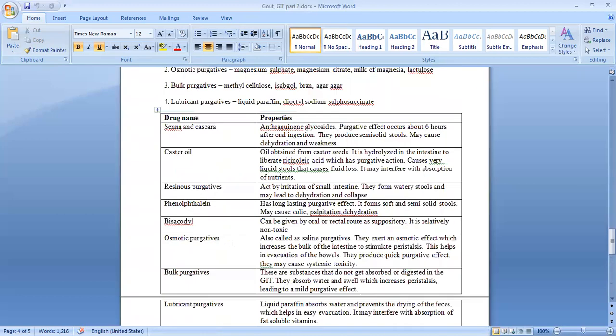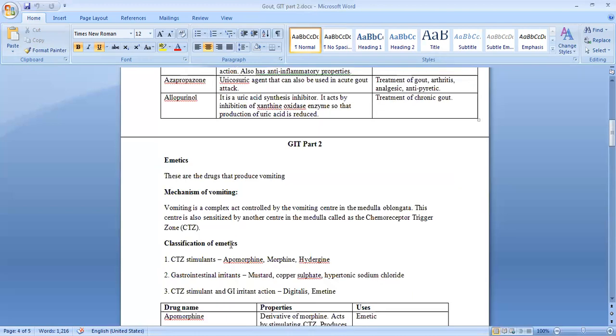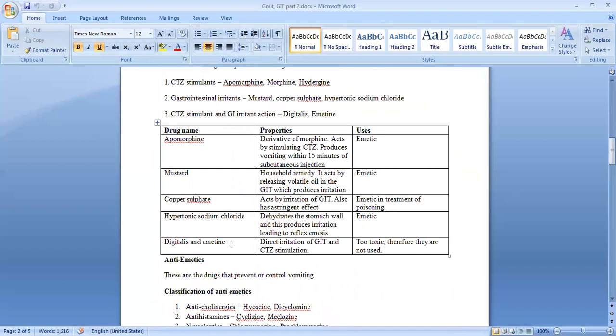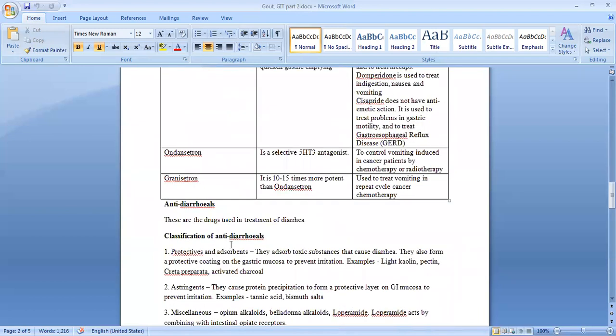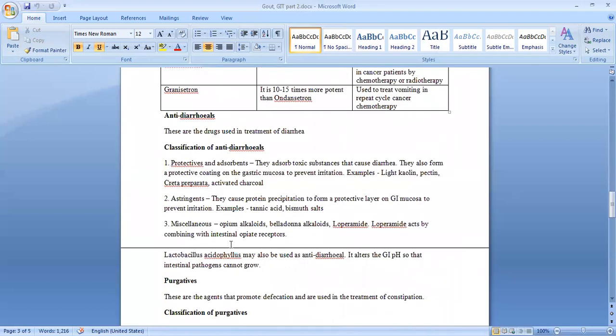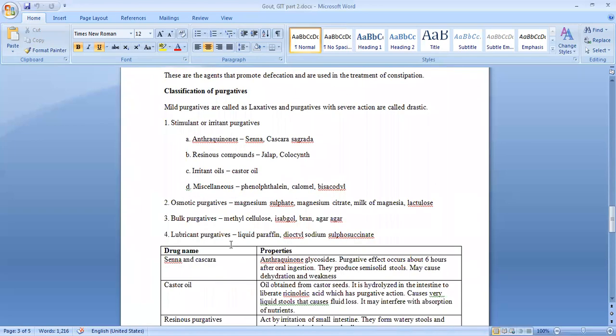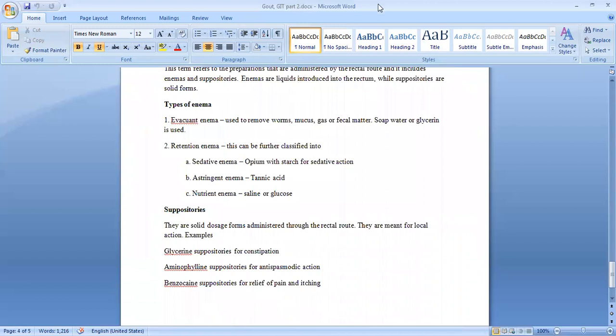So we have now covered the remaining GIT drugs: emetics, drugs which cause vomiting; antiemetics, drugs which prevent or control vomiting; then antidiarrheals, drugs which are used to treat diarrhea; purgatives, drugs which are used to treat constipation; and we have talked about anorectal and suppository preparations.